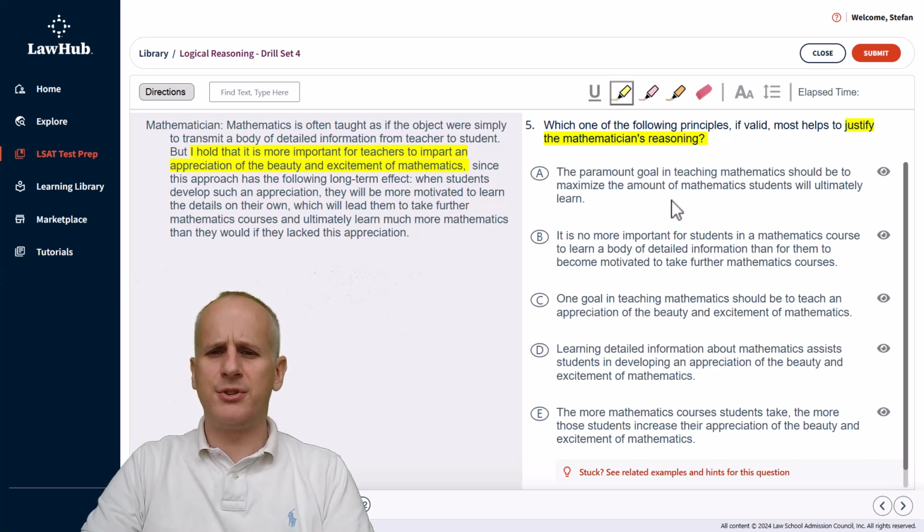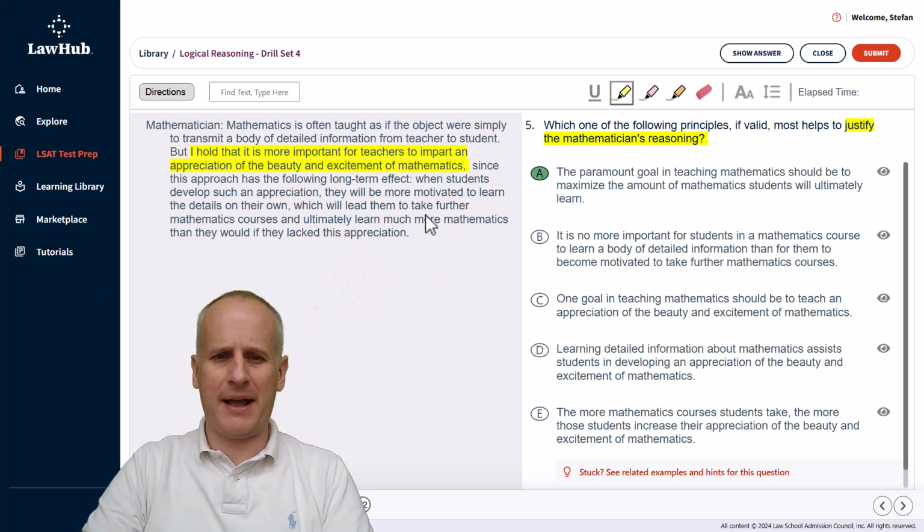So starting with choice A, the paramount goal in teaching mathematics should be to maximize the amount of mathematics students will ultimately learn. Well, ding, ding, ding, that is exactly a match to the mathematician's reasoning about this following long-term effect. And if you are aiming for a 165 plus, you might go really briskly through the remaining answer choices just to make sure that there's nothing that is immediately relevant and move on. But for the purposes of this video, we will take a look at the remaining choices and find our reasons to eliminate them.